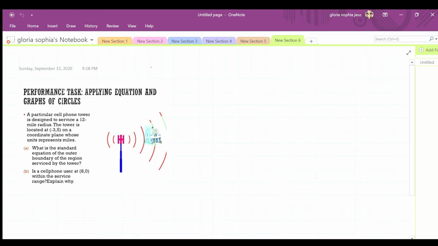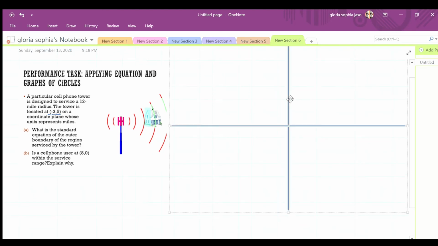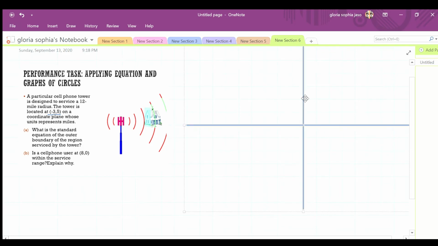Okay, let's write the given. So, yung given natin is, sabi dito, the tower is located at negative 3, 5 on a coordinate plane. So, si tower, nasa negative 3, 5. So, ibig sabihin, ano ibig sabihin, class? Ayan, draw muna natin yung Cartesian plane natin para mag-graph natin. Mag-graph natin siya.